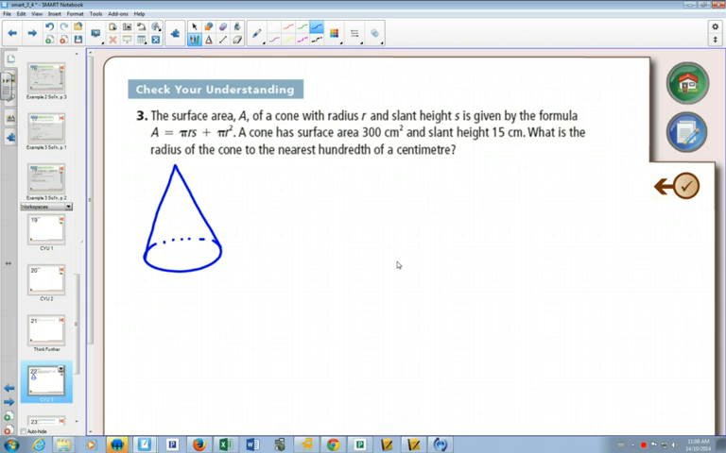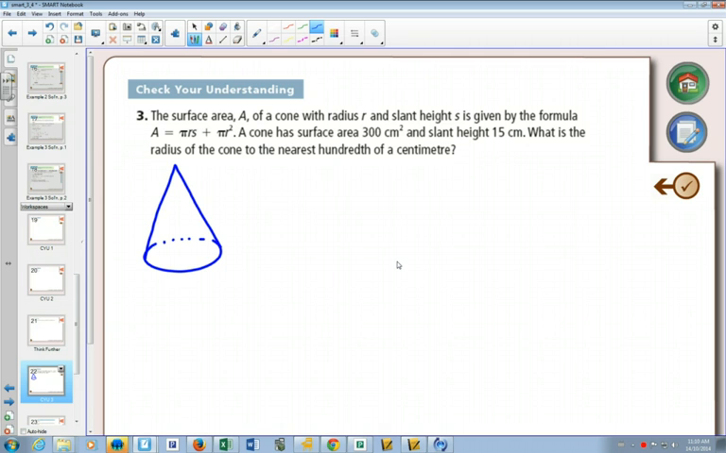Sometimes they gave you the surface area and the radius, and they asked you to find the slant height, but never last year did they give you the area and the slant height and say, what's the radius? Because last year you weren't able to solve equations that had r squared and another r in them. But now that we have a quadratic formula, now that we have factoring, we can do that.